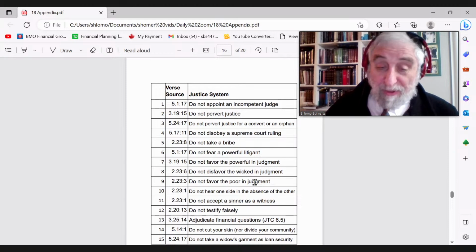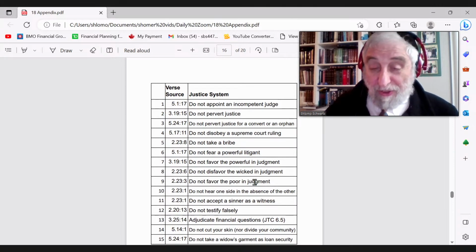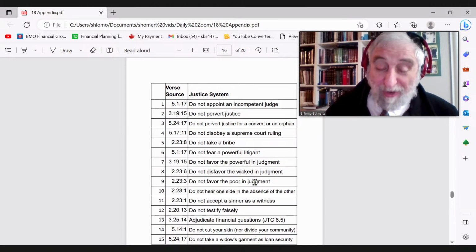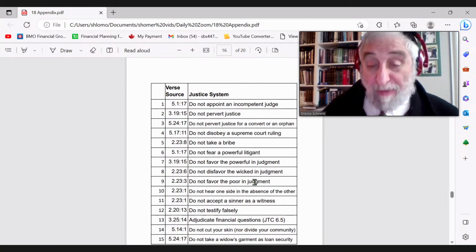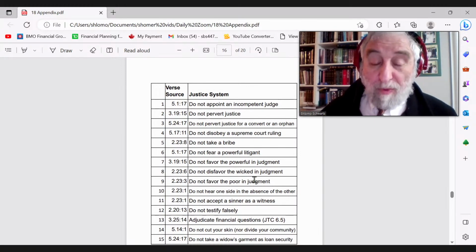But usually, the general situation is widows do not have too much, certainly in those days. So the only thing you're going to find is an extra garment, maybe a fine coat or something that she uses to maintain a little dignity, and that's worth something. So they might want to take that as security. No, you cannot, because she's too far down the honor totem pole, feeling too bereft of dignity to take that. So the court is not allowed to take her garment as loan security. Something else maybe, but not that. So those are the rules for the court.